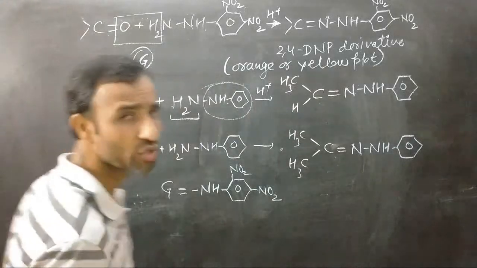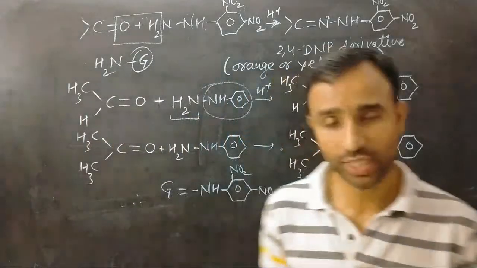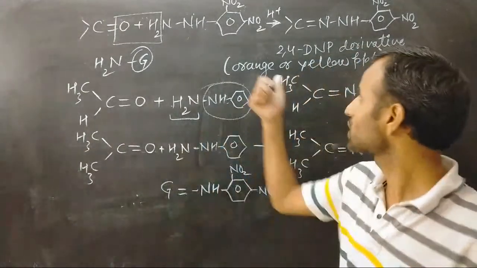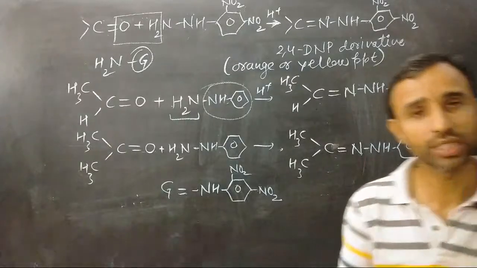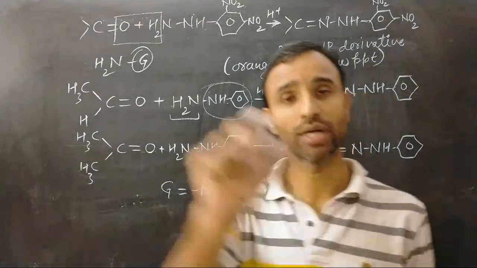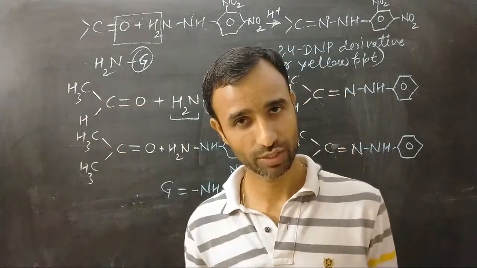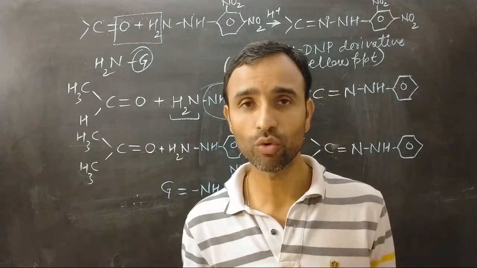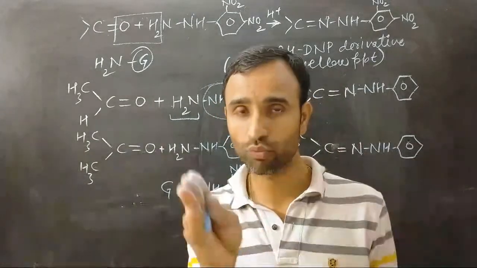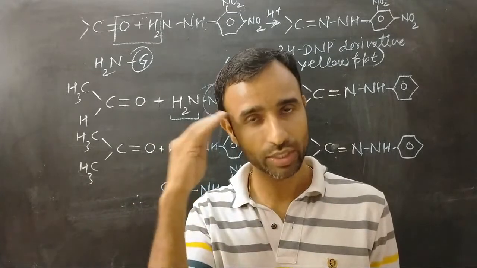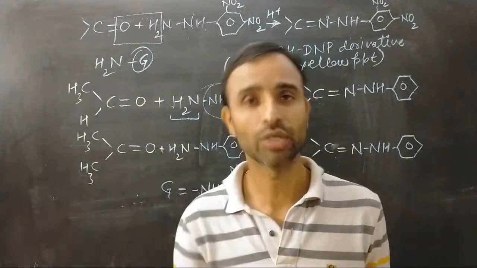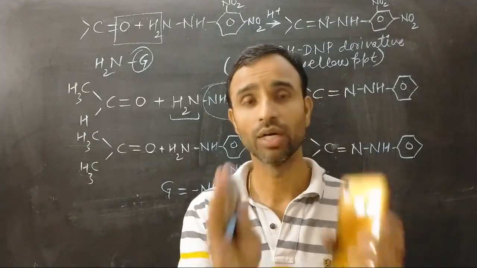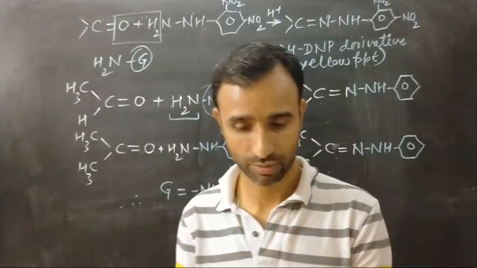The mechanism is not important for the board. What is important, I am going to tell you. First, this 2,4-DNP test. Sometimes the question says this compound undergoes the 2,4-DNP test, and the formula is given to you. From that 2,4-DNP, it should strike your mind that it is an aldehyde or ketone. So first is the 2,4-DNP test.